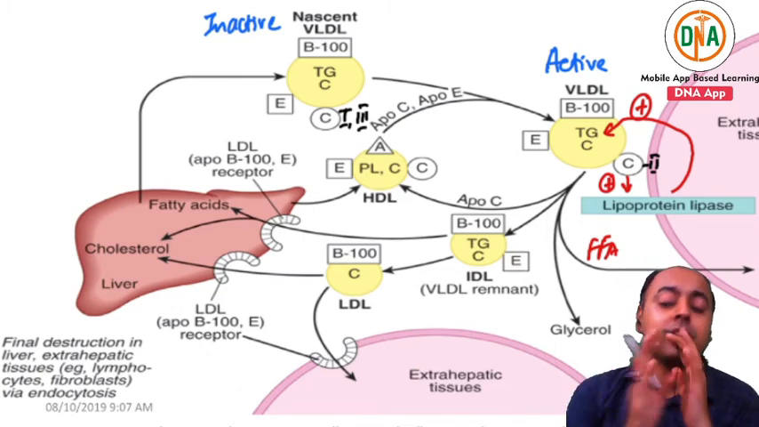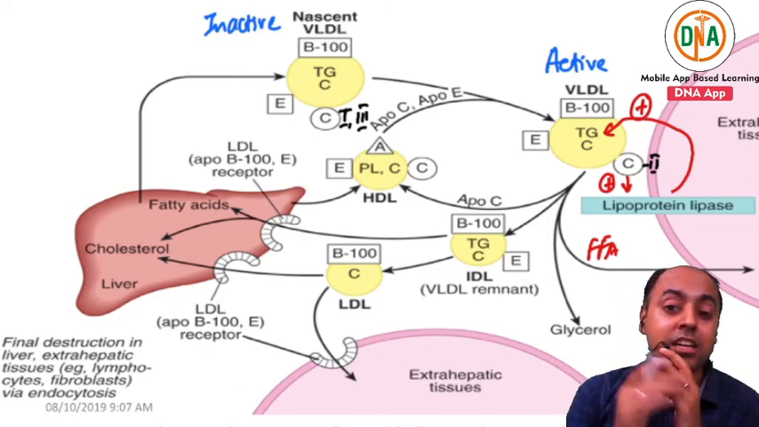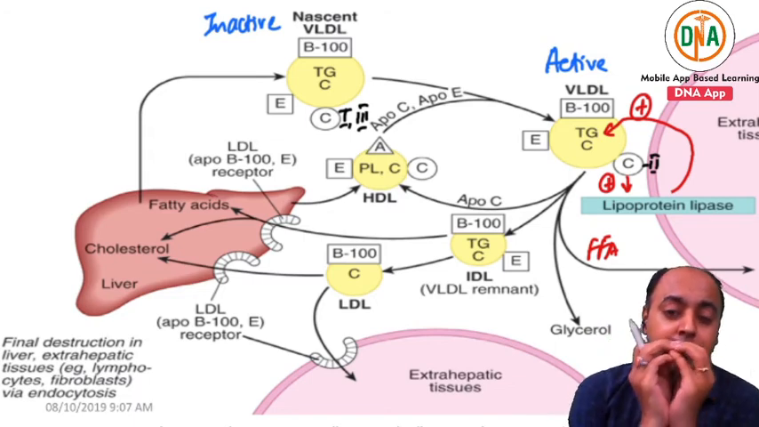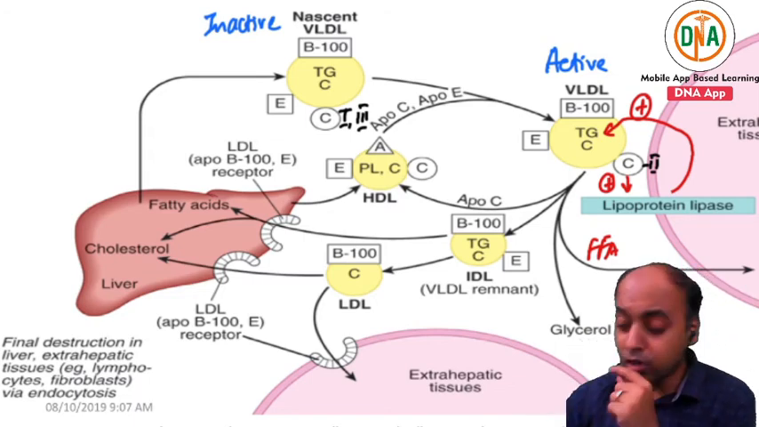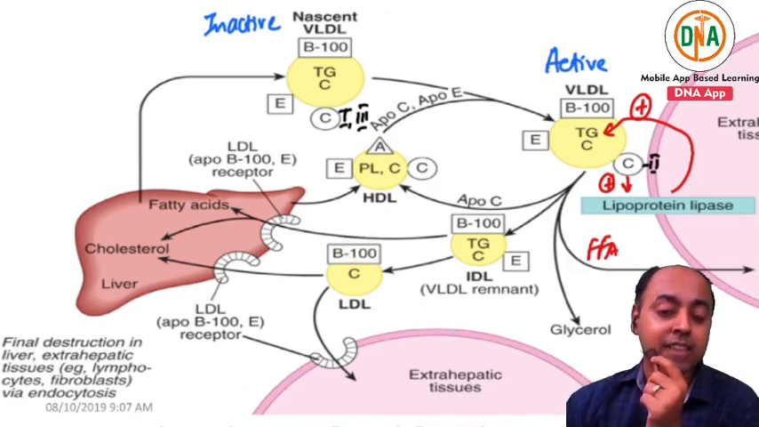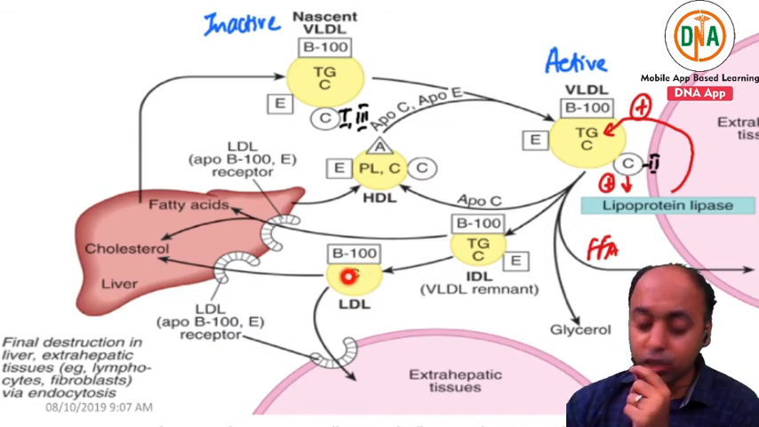Sometimes what happens, the delivery of triacylglycerol is nearly complete, so the size will become very small. It becomes so small that it is able to support a single protein. A single protein is there, which is the B100. The size is much smaller: LDL. Most of the triacylglycerol is gone, so we are left only with the cholesterol.